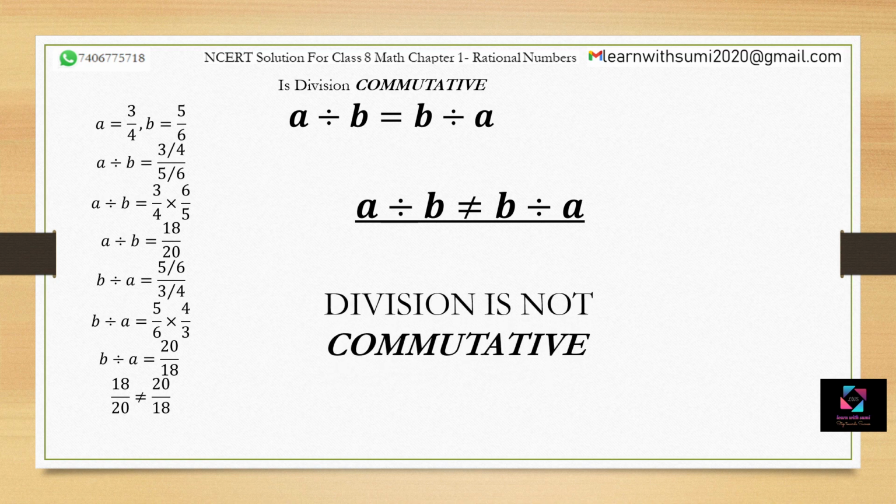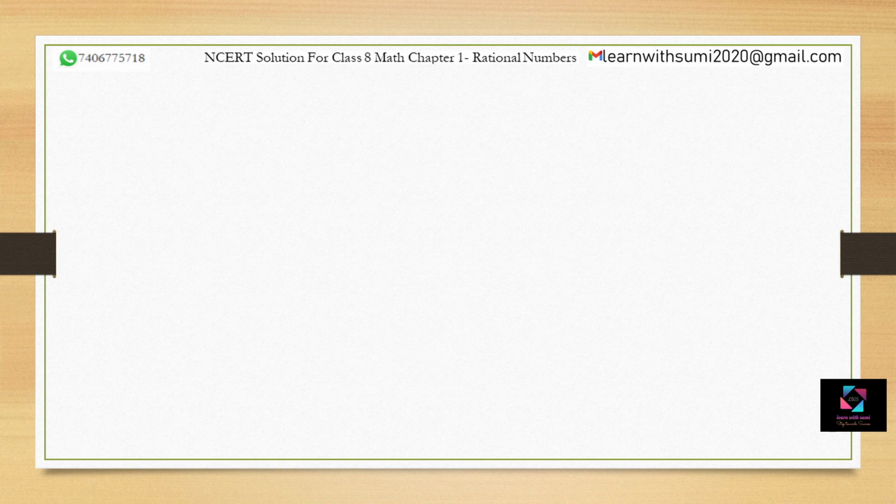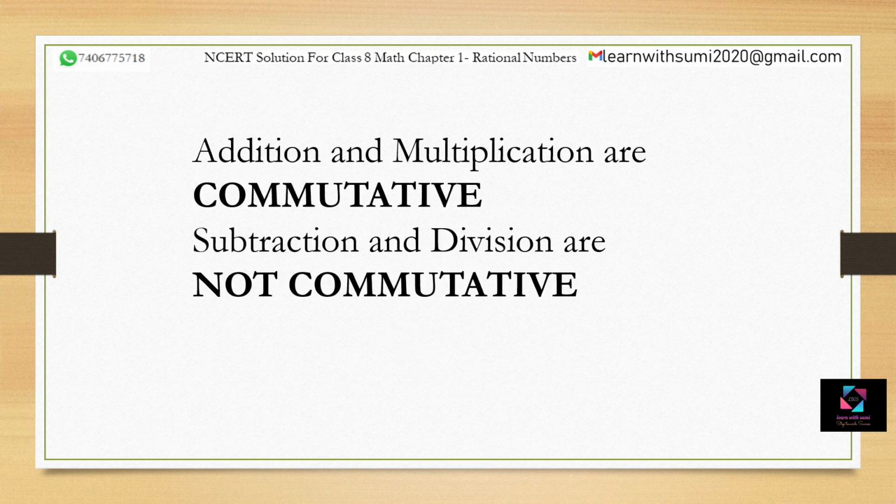Division is not commutative. In this video, we discussed the commutative property of addition, subtraction, multiplication and division. So addition and multiplication are commutative, subtraction and division are not commutative. In the coming video, we will discuss the associative property.